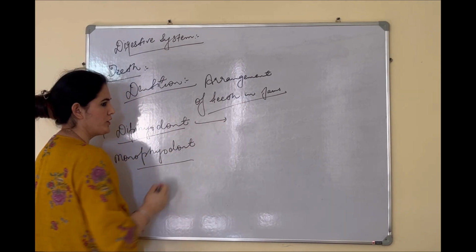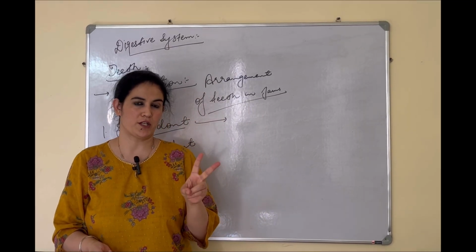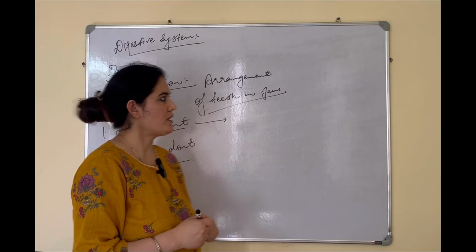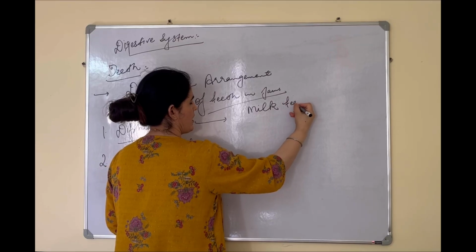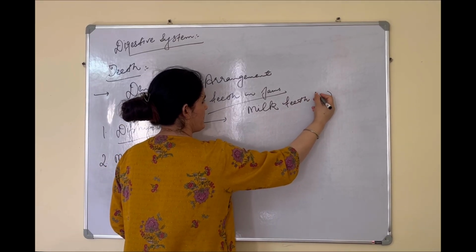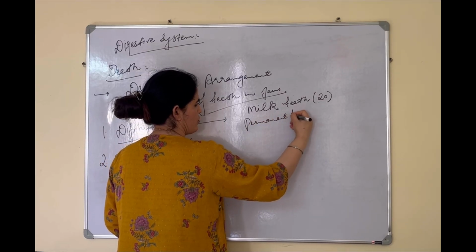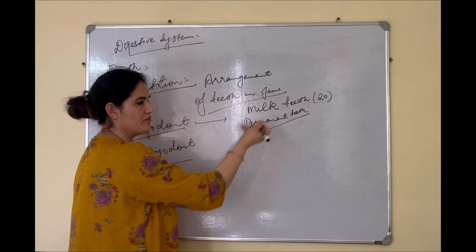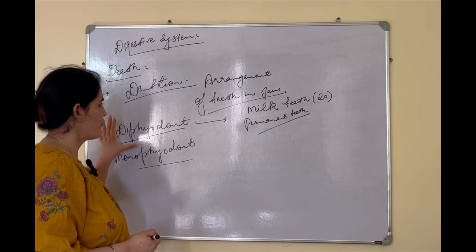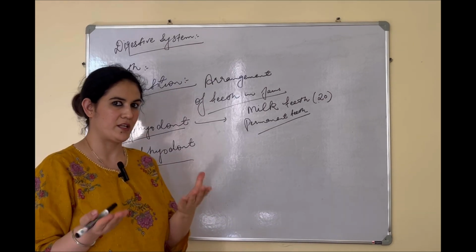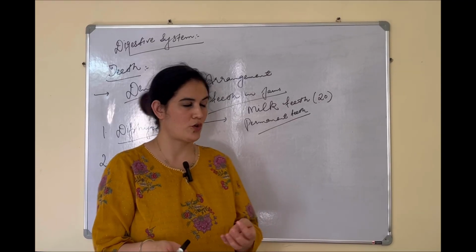Students, in diphyodont, basically we have two sets of teeth. As you know, in humans there are two sets of teeth. First is the milk teeth, when we are babies. So they are 20 in number, and then we have permanent set of teeth. So these milk teeth are replaced by a permanent set of teeth. So that is known as the diphyodont type of dentition. That means first set of teeth is followed by a second set of teeth.